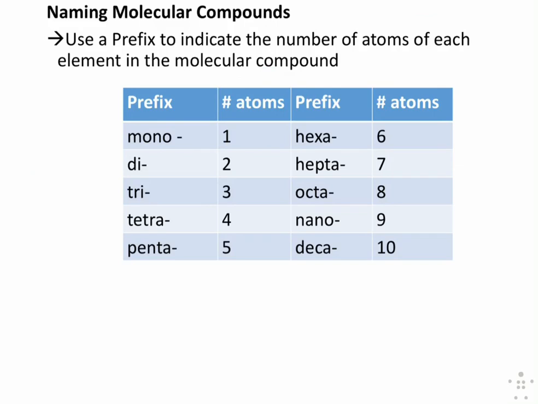When we name molecular compounds, we use a prefix to indicate the number of atoms of each element in the molecule. So taking a look, if we have one atom of an element, we use the prefix mono. If we have two, we use di. If we have three, we use tri. If we have four, we use tetra. 5, penta. 6, hexa. 7, hepta. 8, octa. 9, nona. And 10, deca.